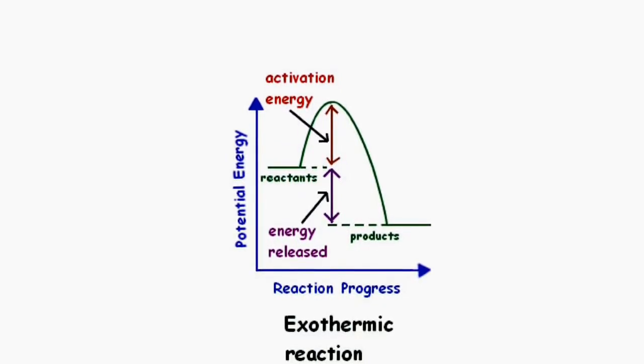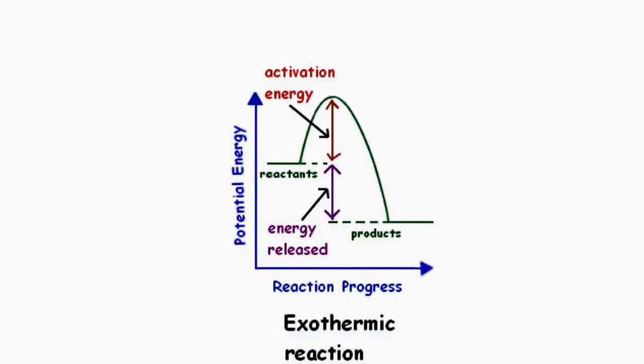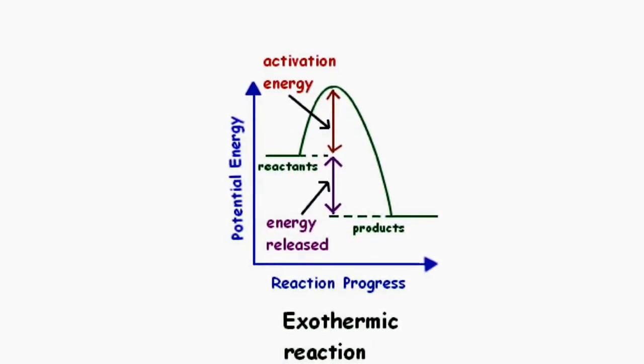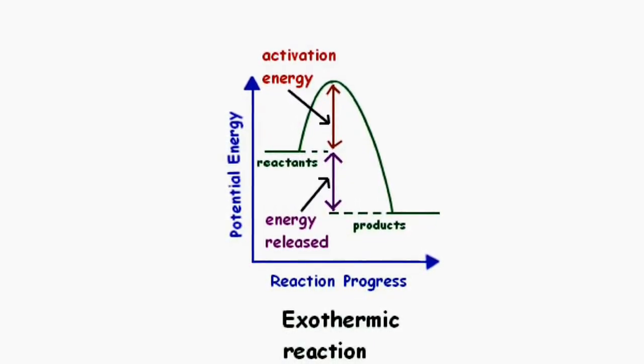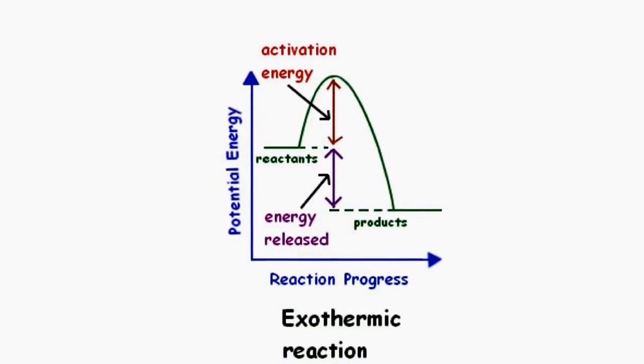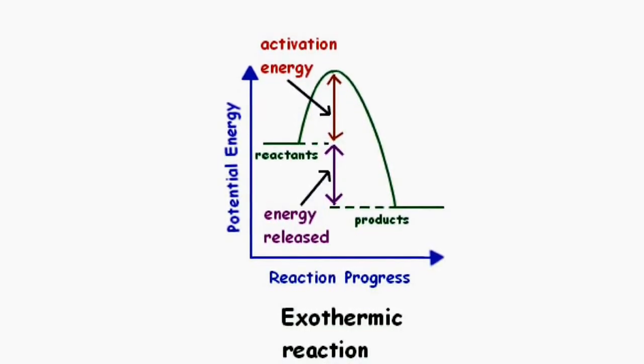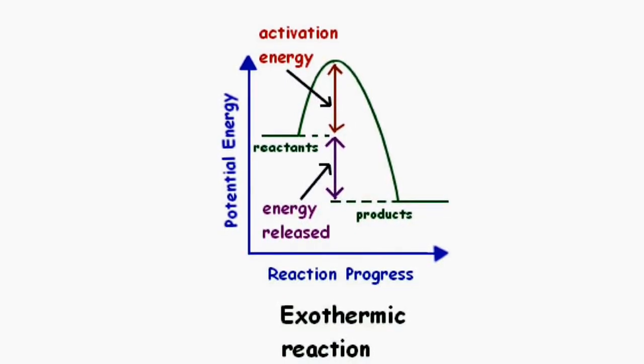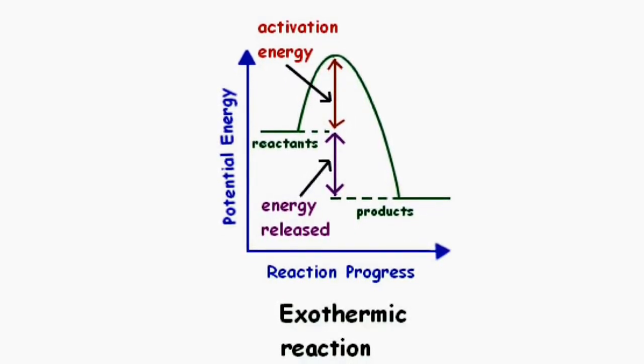An exothermic process releases energy. This released energy can be in the form such as light, sound, and heat. The products of an exothermic process have less energy than the reactants. Notice in the diagram that the reactants have a higher energy than the products.